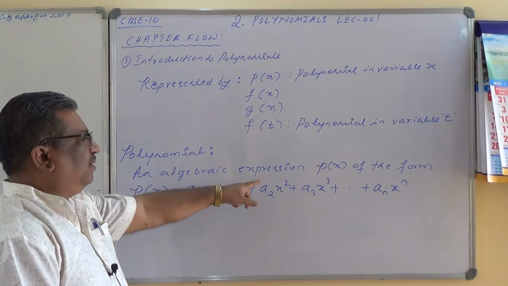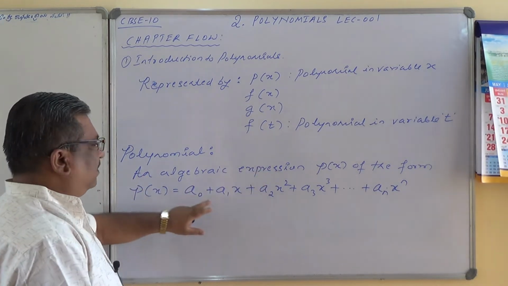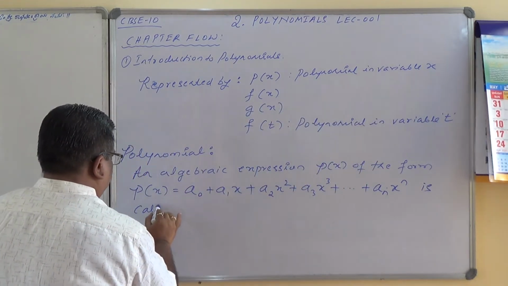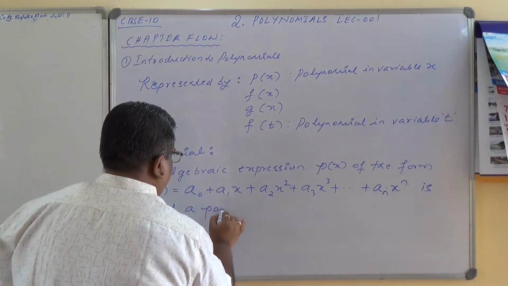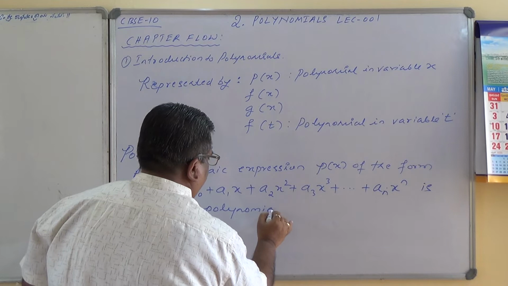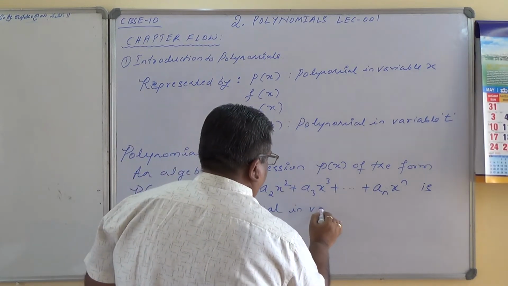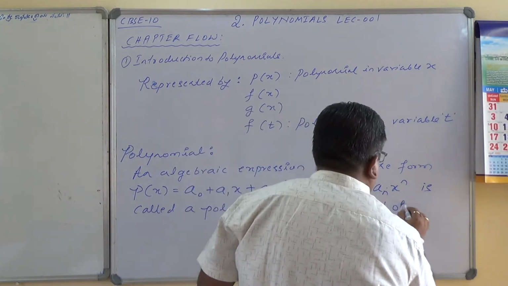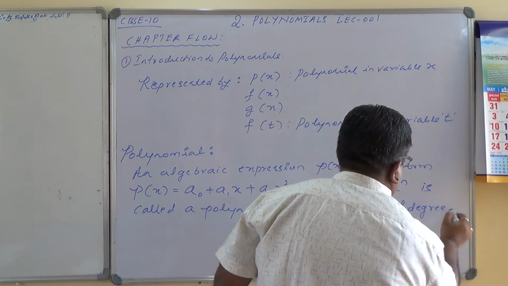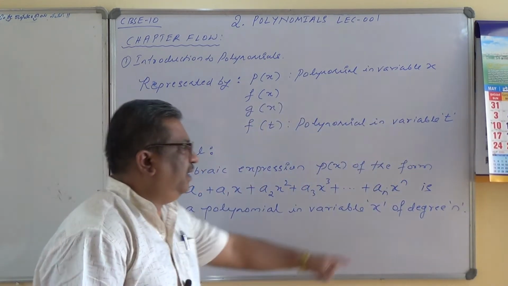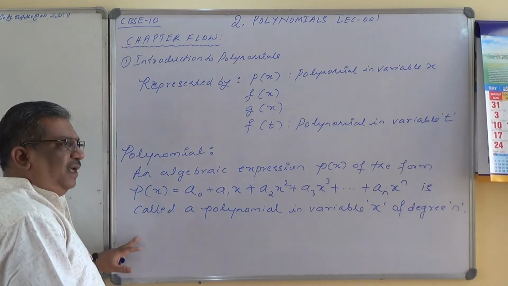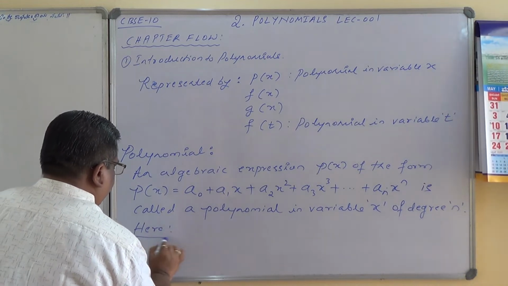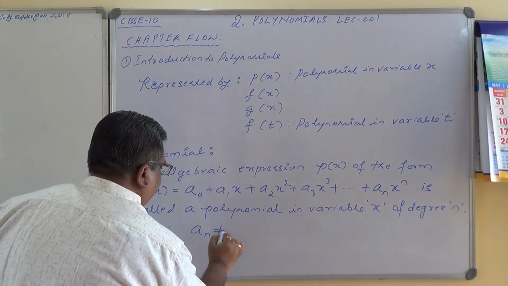So an algebraic expression P of x of the form P of x equals this is called a polynomial in variable x of degree n here. This is called a polynomial in variable x of degree n. Important here, a n should not be equal to 0.